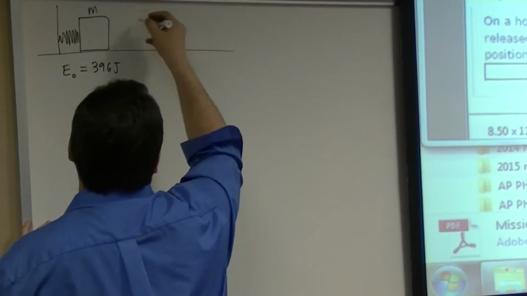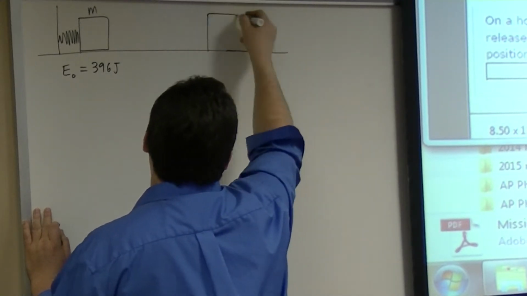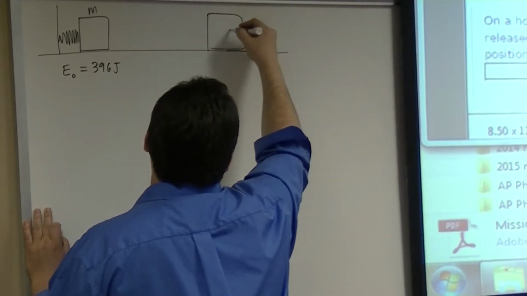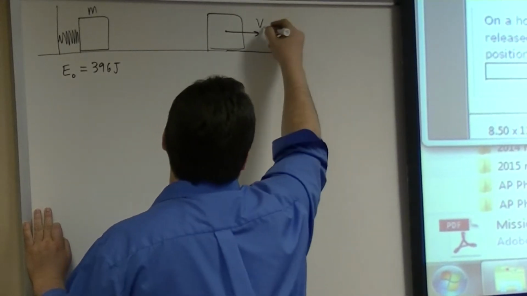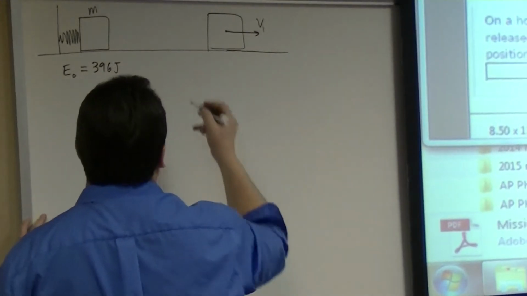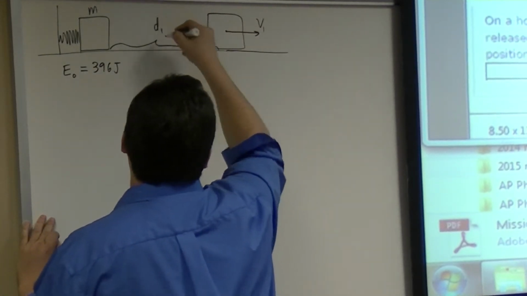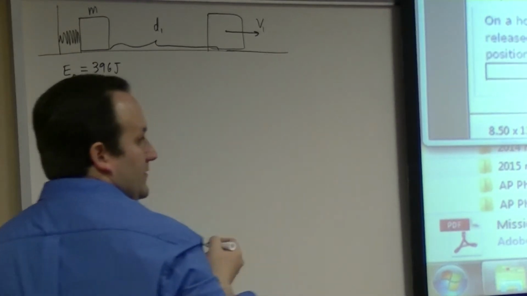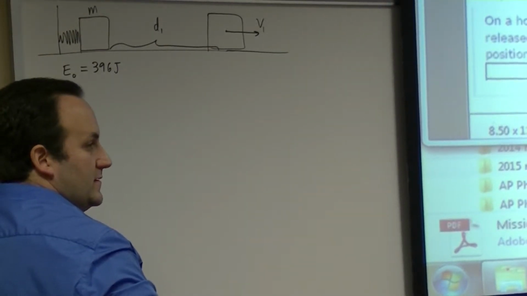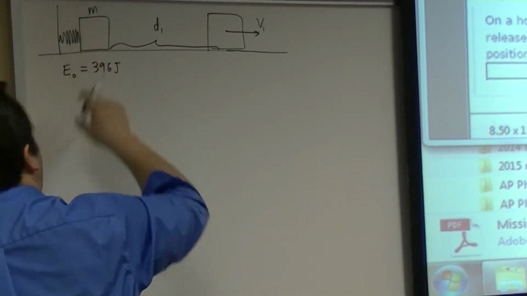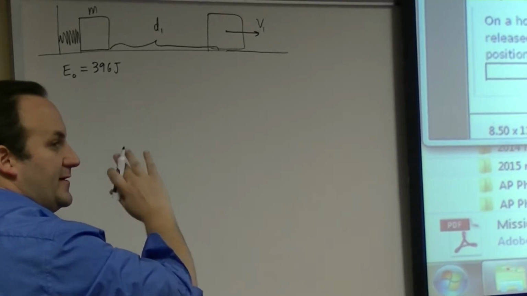And then the spring springs, and then you're over here, right? In this intermediate position, you've got some velocity, I'll call it v1, and you've gone some distance, let's say d1. Your energy is no longer 396 joules, right? We're assuming the spring has no mass. All of the energy transfers to the box in the form of kinetic energy as the mass leaves the spring, okay? That's our assumption.